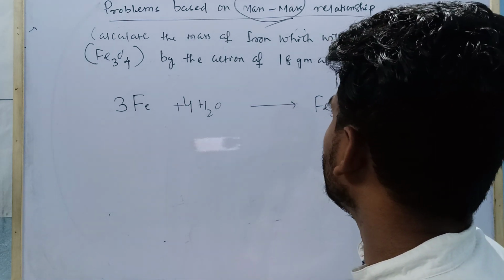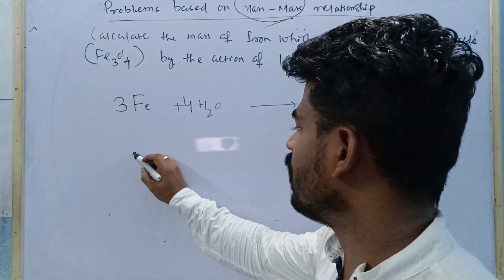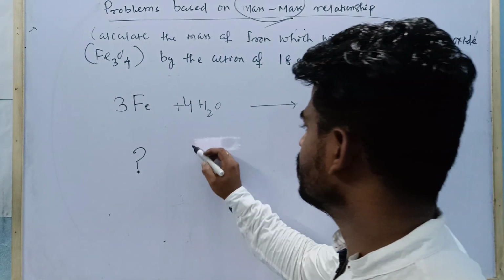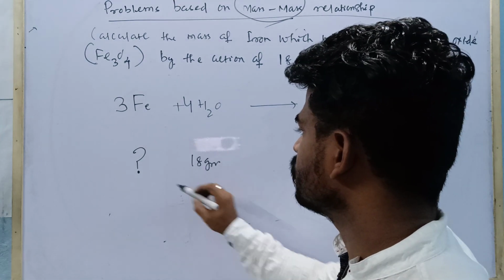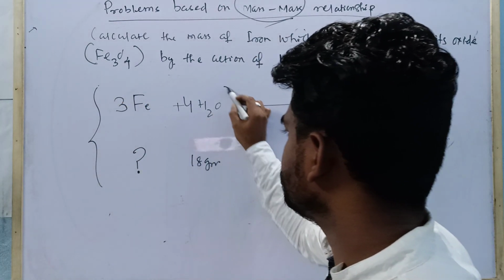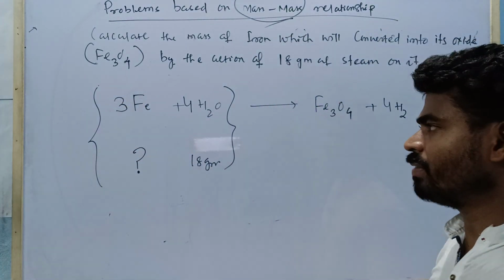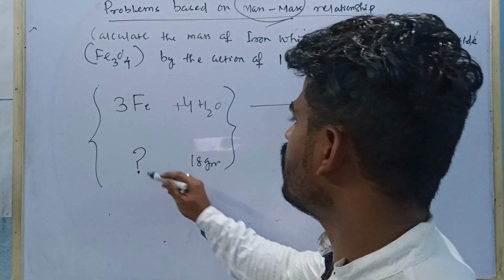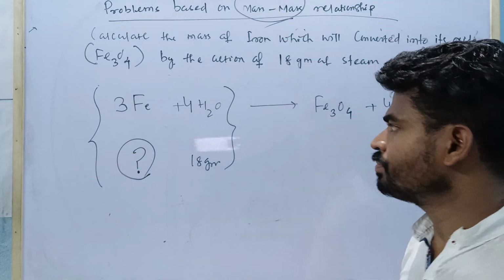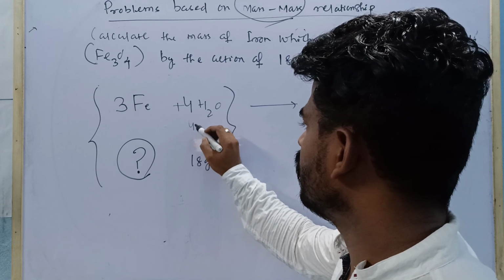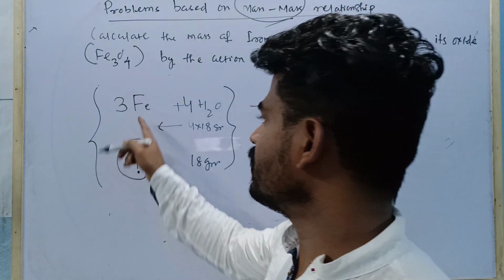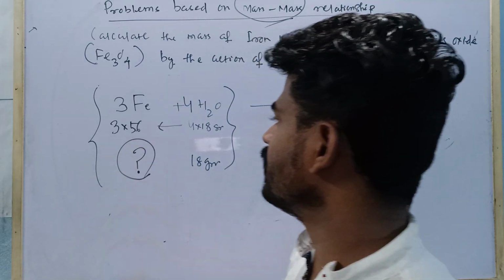Question is asked, how much mass of iron will be converted into its oxide Fe3O4 by the action of 18 gram of steam? So this is 18 gram of steam. So the question is within this region. Okay, you can calculate very easily. So 18 gram of steam requires how much mass of iron? Here you see this will be 4 mole, 4 into 18 gram of water, that corresponds to how much gram of iron? 3 mole means 3 into 56, its atomic weight.